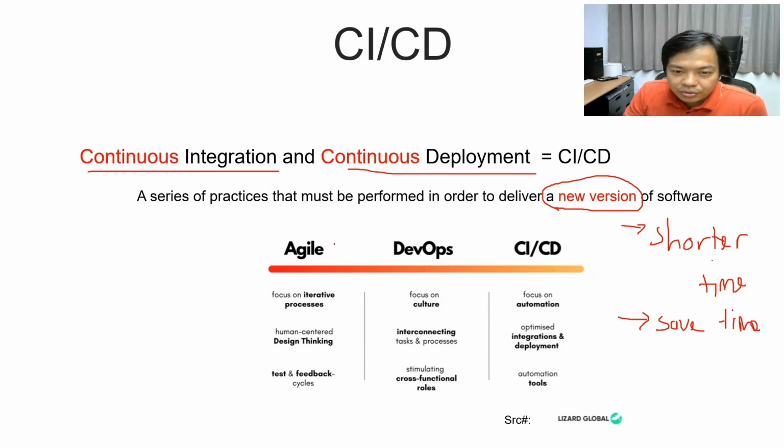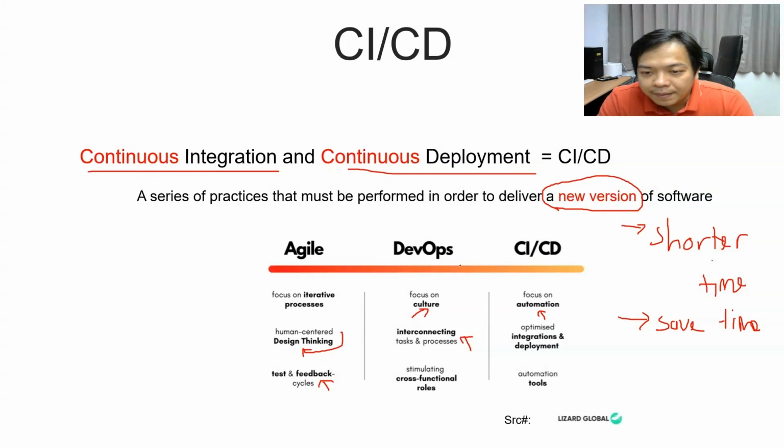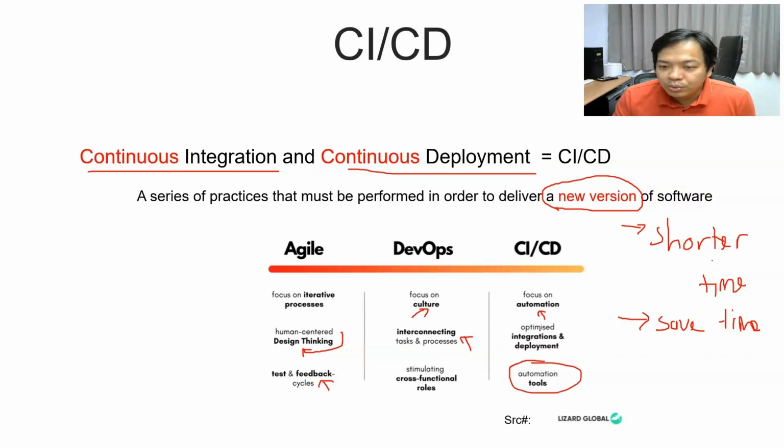So we learned about Agile and DevOps, right? In previous slides we already learned about Agile. Agile focuses on design thinking, the test and feedback cycle, and how to save time. In DevOps, they focus on control and interconnecting tasks and processes across the life cycle, and CI/CD focuses on automation. That means if you have a very good DevOps process, CI/CD makes DevOps more autonomous and supports automation. Mostly they use automation tools and optimize integration and development. So that is the next step: DevOps to CI/CD.